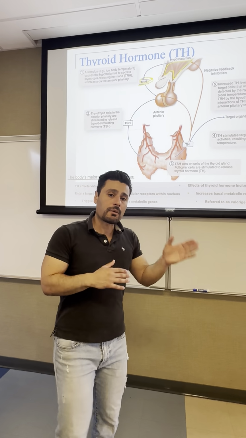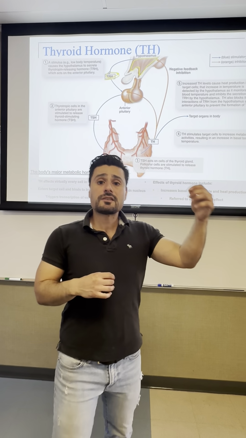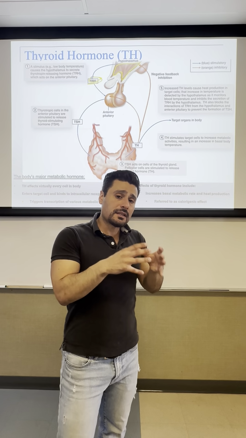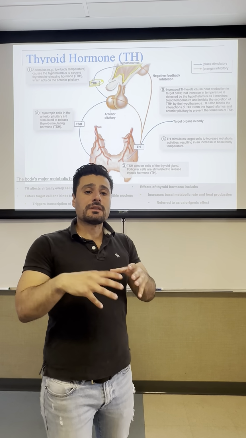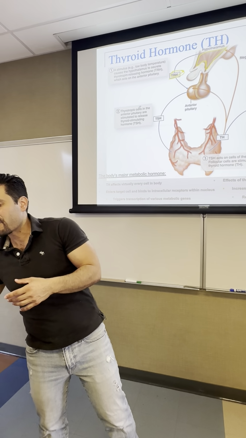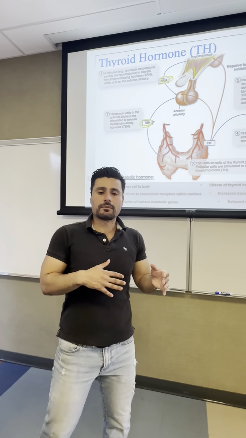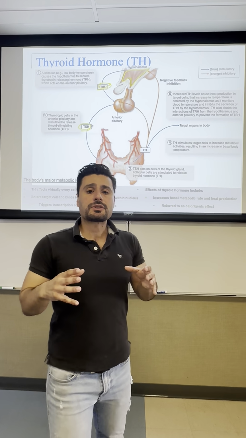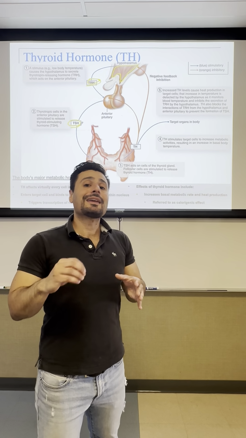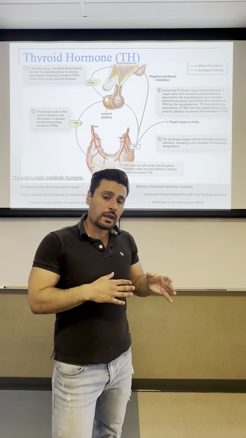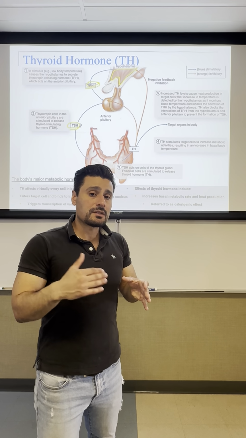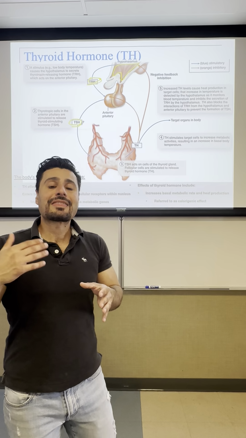So TRH, thyroid releasing hormone, is going to have its effect on the anterior pituitary gland. And in the anterior pituitary gland, like we've talked about before, the adenohypophysis, we have a hormone that's going to be produced there called thyroid stimulating hormone. So TSH is produced in what structure? The anterior pituitary. TRH is produced in what structure? The hypothalamus. So TRH has its effect where? In the pituitary gland. TSH has its effect where? Basically in the thyroid gland.